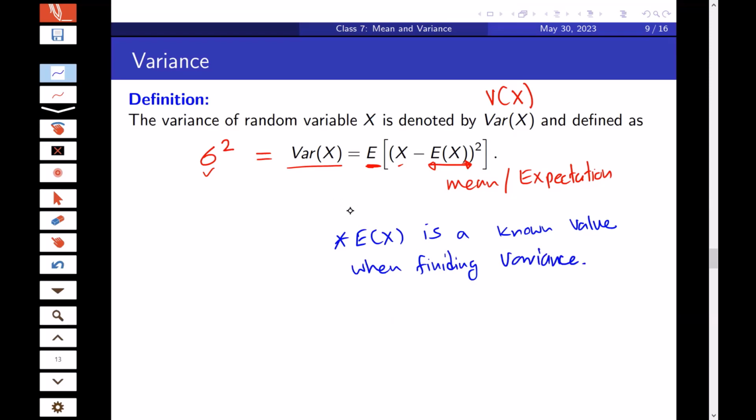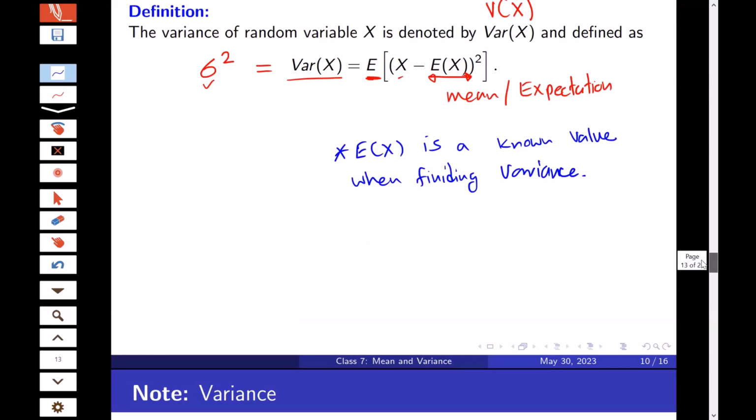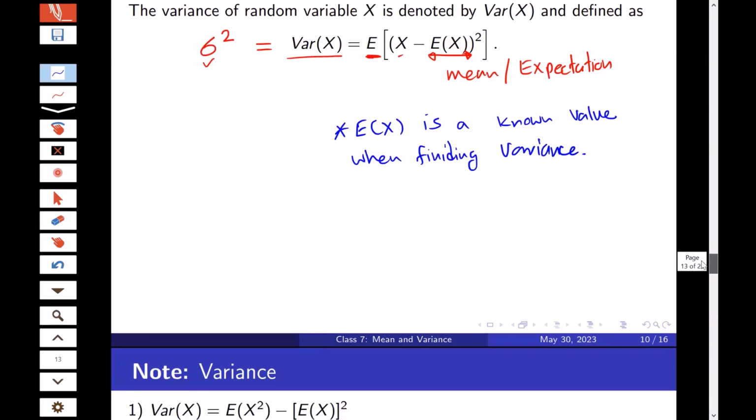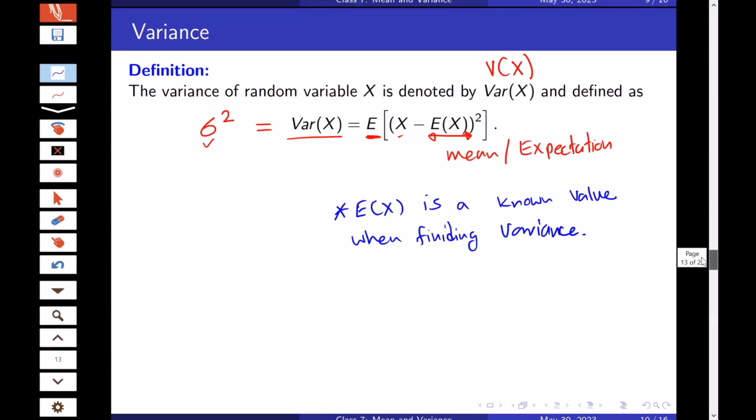the variance. In other words, if you are asked to find the variance without anything else mentioned, you first have to find the mean or the expected value, and then find the variance. We need to use the expectation to find the variance, because we measure the spread around the mean.